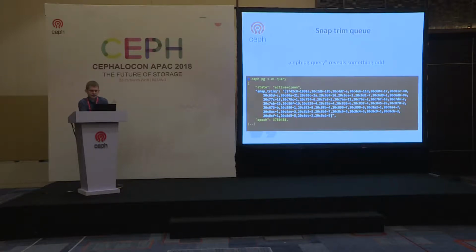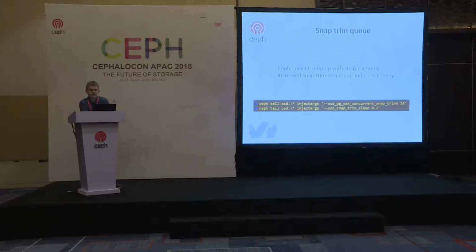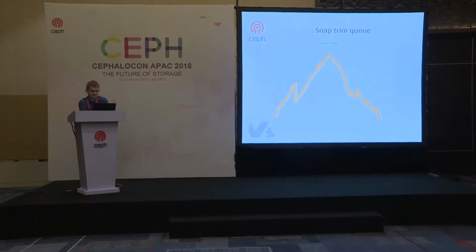The interesting thing here is that Ceph was reporting different space usage than the operating system. So we started digging deep into the Ceph internals, and we realized that the output of ceph pg query returns something in the field snap_trimq, which probably means that Ceph doesn't keep up with snap trimming. The first thing we did was to increase the snap trim frequency and concurrency by issuing these commands: ceph osd injectargs, osd_pg_max_concurrent_snap_trims, and osd_snap_trim_sleep. You can do this at runtime, and voila, we reverted to the trend.